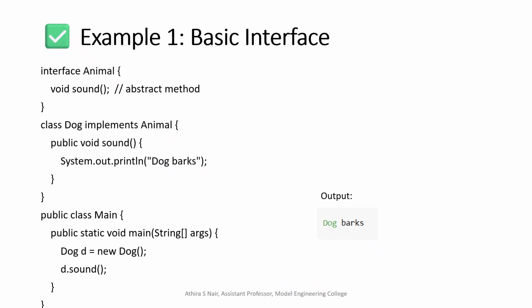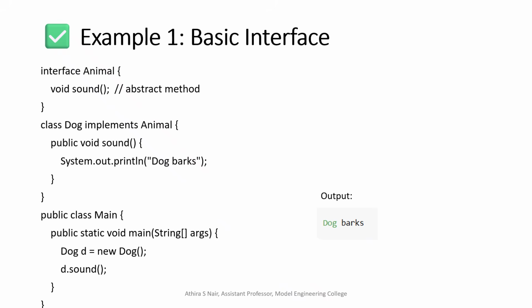Now this is a simple example. Here we have the interface called Animal. We have the abstract method void sound. Now class Dog implements Animal. Here Dog is a class that uses this interface Animal. And here we can write Dog barks inside the abstract method.